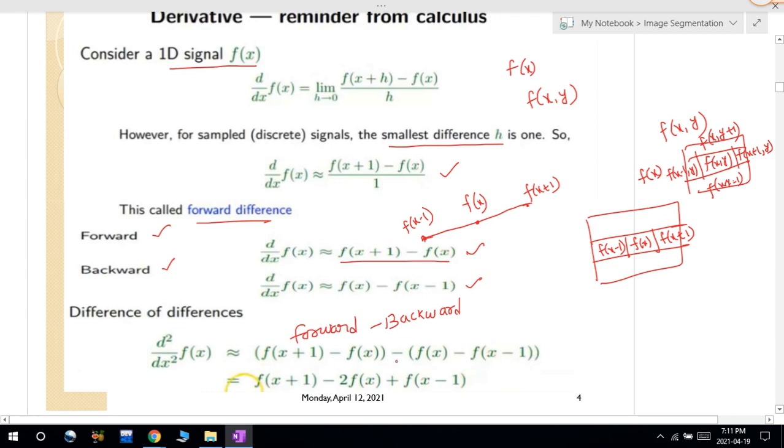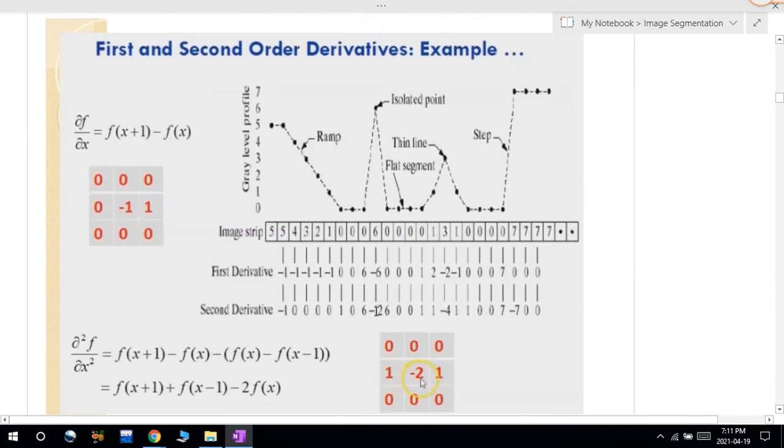So if you solve this, then we will get f of x plus 1 minus f of x minus f of x plus f of x minus 1. So the minus f of x minus f of x is minus 2 f of x. We will use this in the calculations, in case of those operators, we will use these formulas. And these are your first order, second order derivatives.